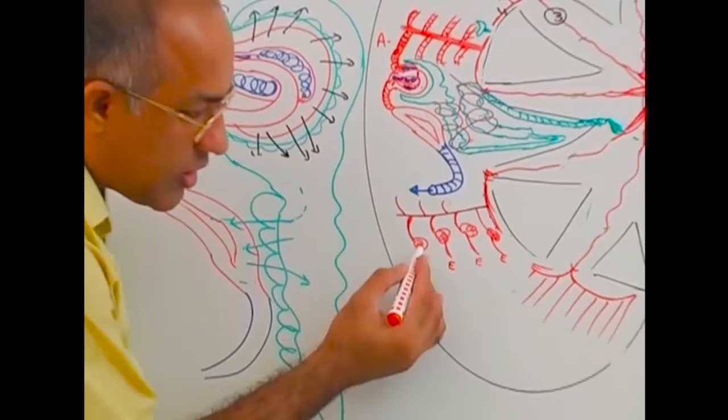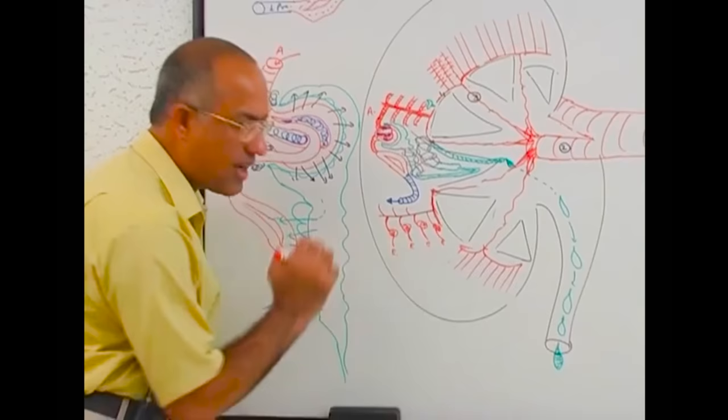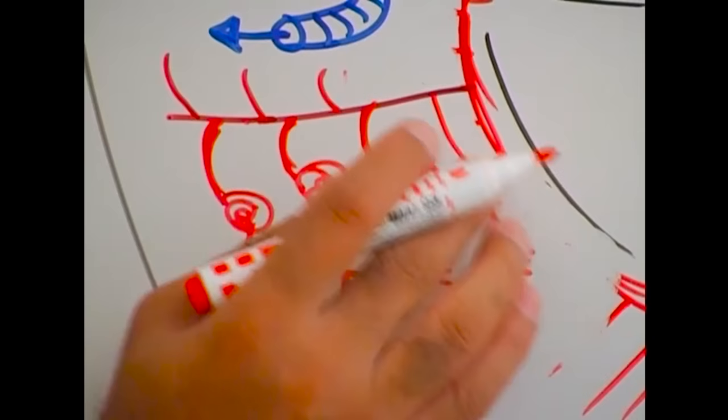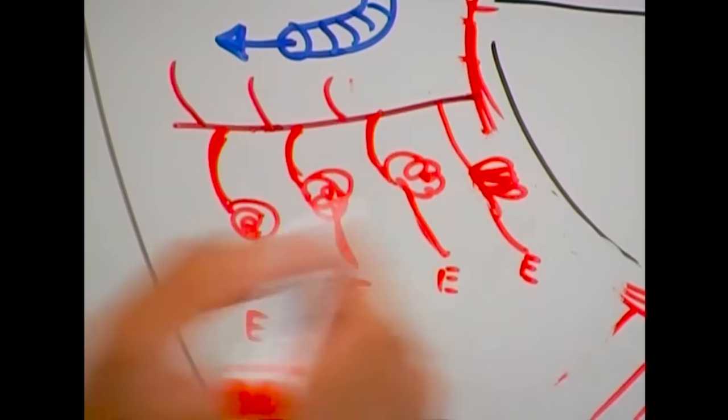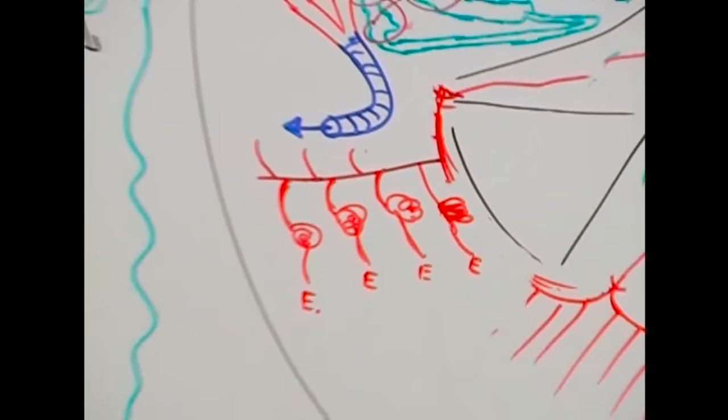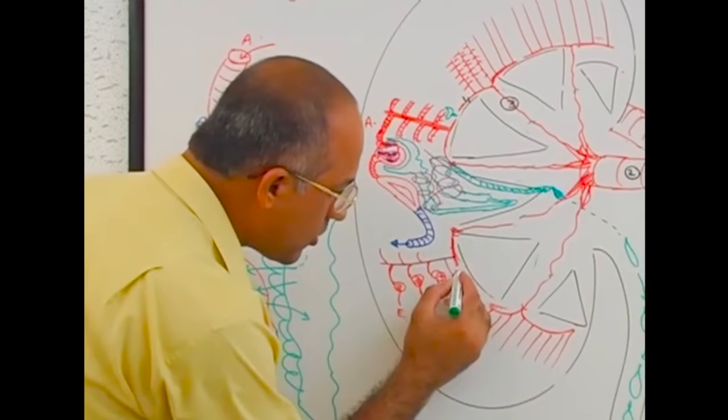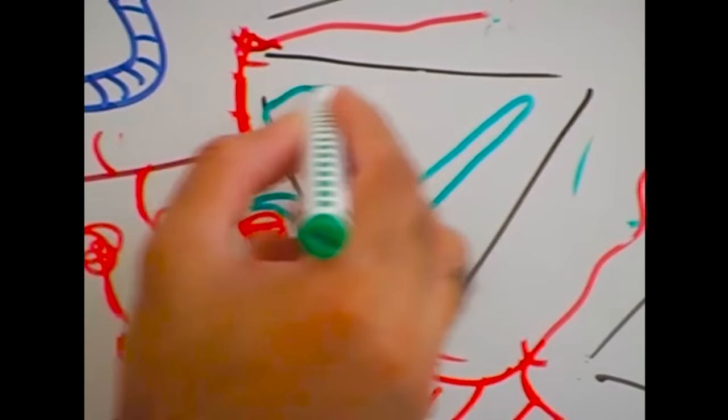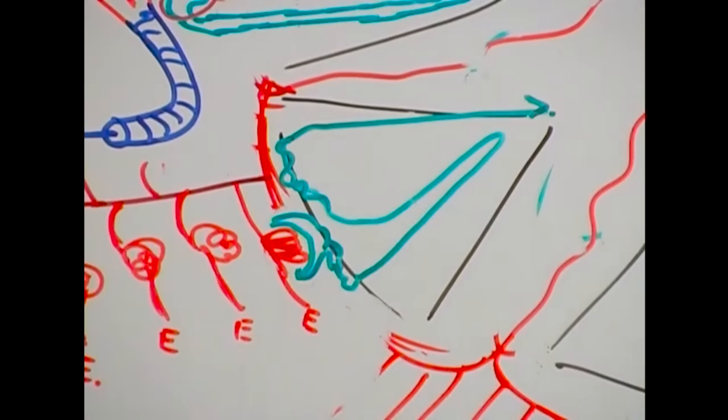These three glomeruli will be called cortical glomeruli, but this glomerulus, which is very near to the medulla, is called juxtamedullary glomerulus. It has a different relationship. It has a very short proximal convoluted tubule, a very long loop of Henle, and then a very short distal convoluted tubule and collecting system.